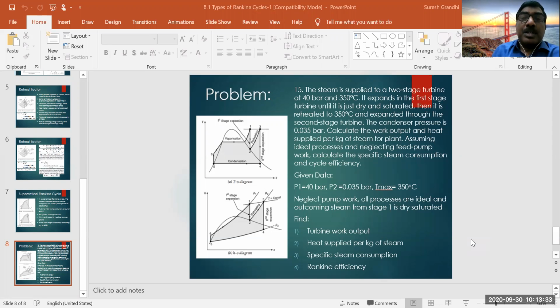So it's a two-stage reheat cycle. And the given data: the pressure P1 is equal to 40 bar and the pressure P2 is equal to 0.035 bar and the maximum temperature 350 degrees centigrade. It is clearly mentioned that neglecting the pump work and assuming that all processes are ideal, find out the turbine output, heat supplied per kg of steam, specific steam consumption, and Rankine efficiency. Let us solve this problem.